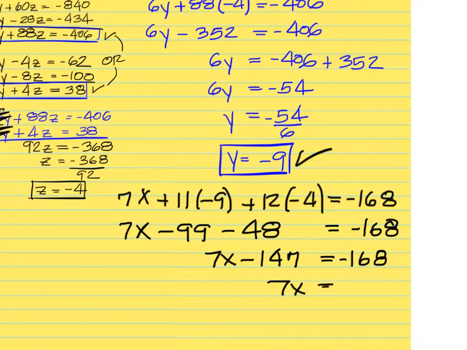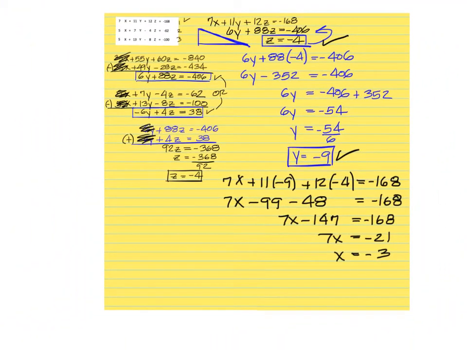On the right hand side, a negative 168, and you're going to add 147. You'll get a negative 21. So x would be a negative 3. Your final solution for this would be in order: negative 3 for x, negative 9 for y, and negative 4 for z.